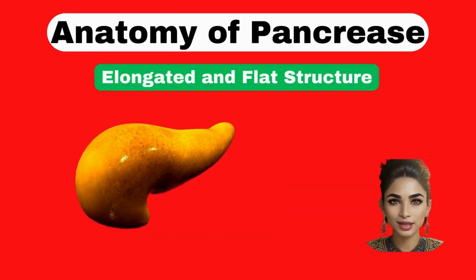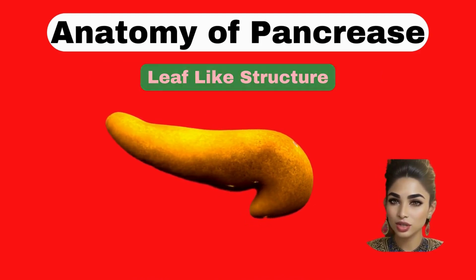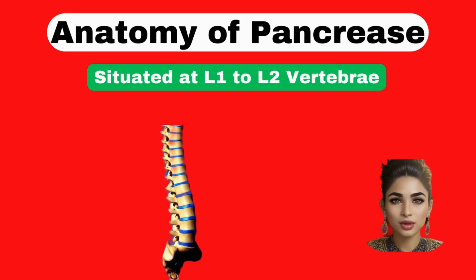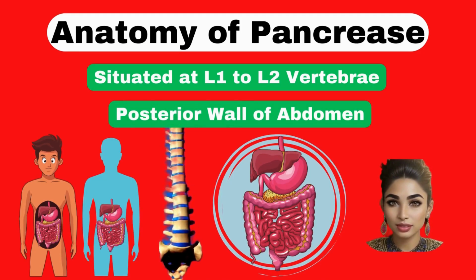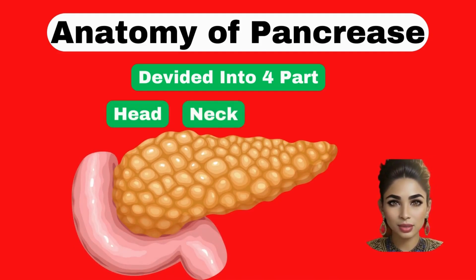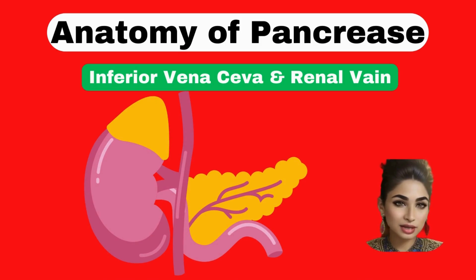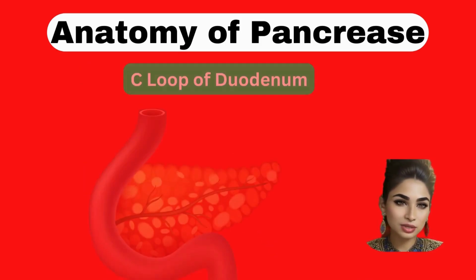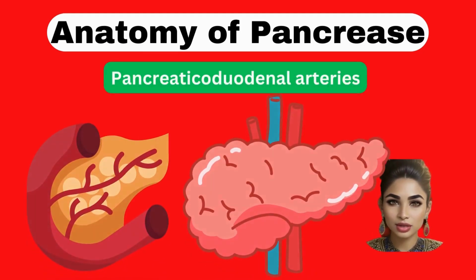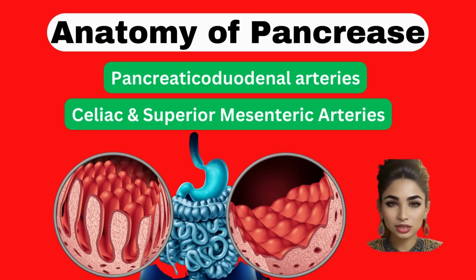Let's start with anatomy. The pancreas is an elongated, flattened structure, or we can say a leaf-like structure, which is 6 to 8 inches long and situated at the L1 to L2 vertebrae on the posterior wall of the abdomen. It is divided into 4 parts, which we call head, neck, body, and tail. The pancreas head lies on the inferior vena cava and the renal vein, and it is surrounded by the C-loop of the duodenum. It receives blood from the pancreaticoduodenal arteries, which are branches of the celiac and superior mesenteric arteries.